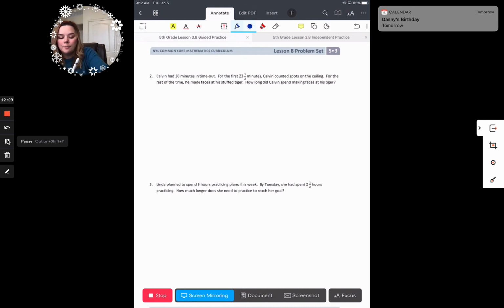So I'm going to draw my number line. If you chose to do this with a different method, that's totally fine. I'm going to show it with a number line. So I know that I need to end somewhere around 30. And I know that if I subtract 30 minus 23, so that's about 23 and 1/3, it's going to put me somewhere around 7. So I'm going to go 6 and then 7.